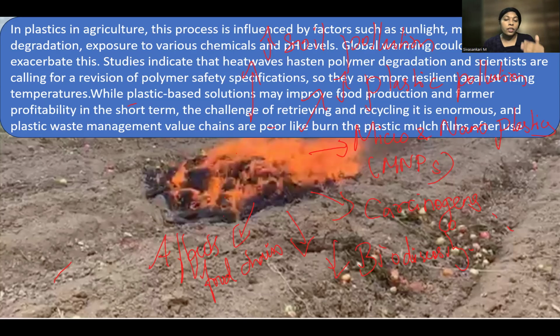And the second important threat is the disposal of this. They don't know how to dispose it. It cannot be recycled. It's a single-use plastic. So what they are trying to do, they are burning it. So again, polluting the surrounding environment. So this is another biggest issue.